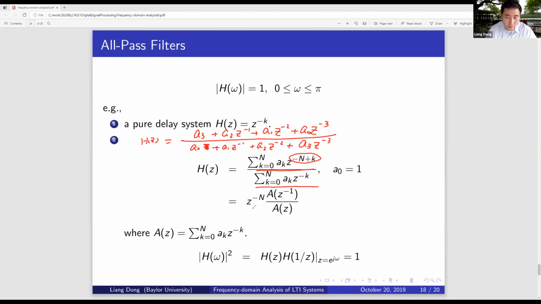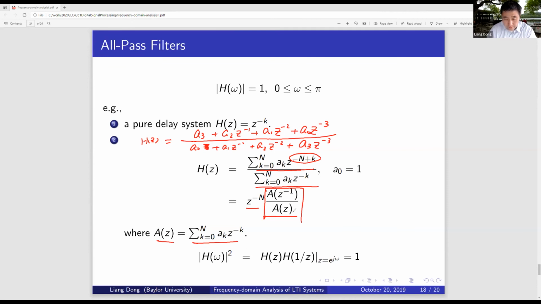And then we can put this z to the power negative n to the front of this fraction. And in this fraction, I got a very nice form. The denominator is my polynomial, A as a function of z. And then the numerator becomes A as a function of z to the power negative 1. So everything is changed, z to the power negative k to z to the power positive k, right? So it looks like that. And A(z) is this polynomial term.